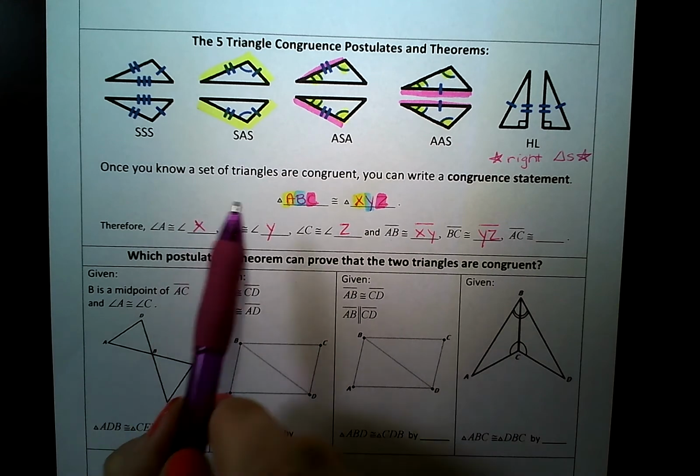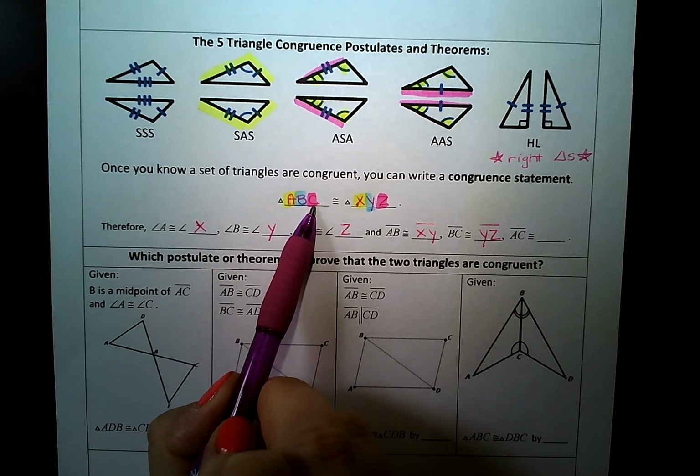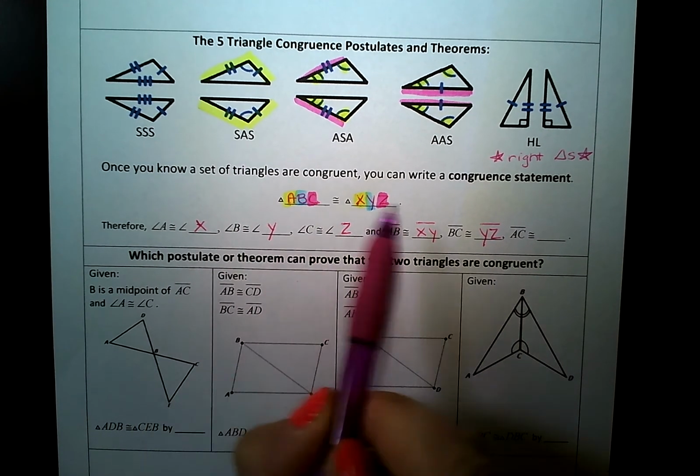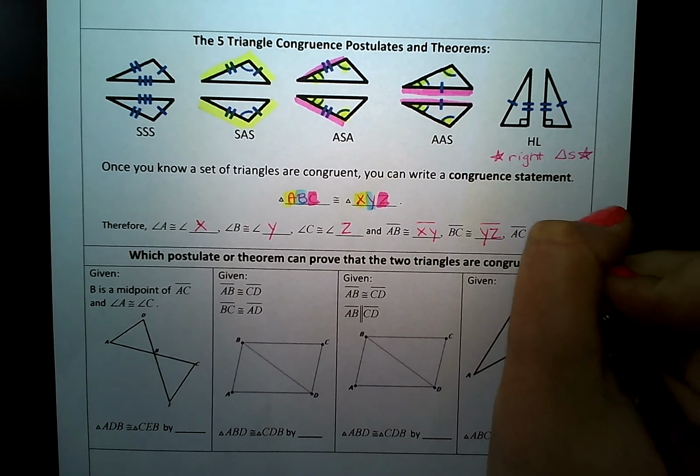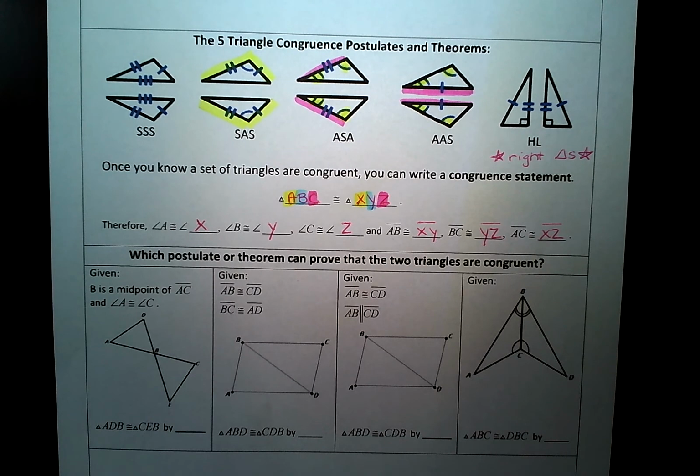And then finally, side AC, which is the first and third position, would match up with side XZ, which is also in the first and third position. So we can take a congruent statement and break it into 6 different congruent parts.